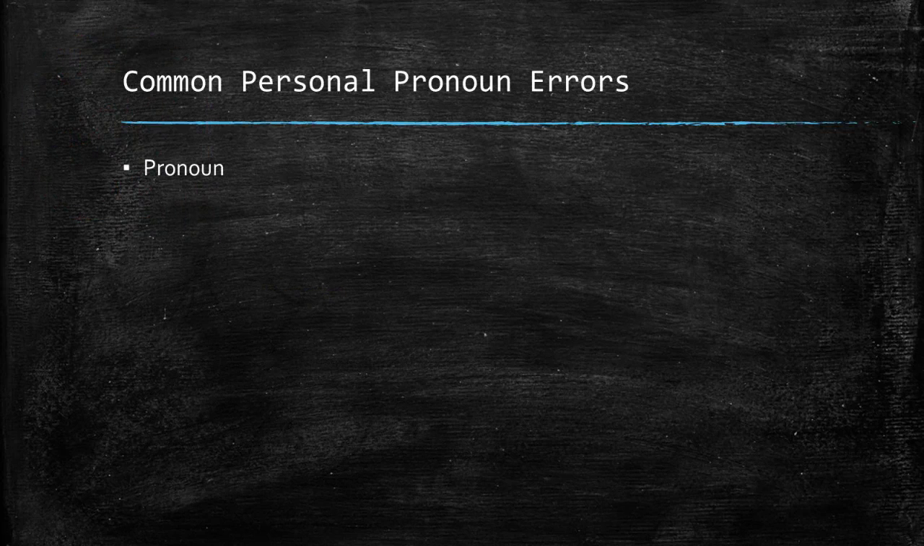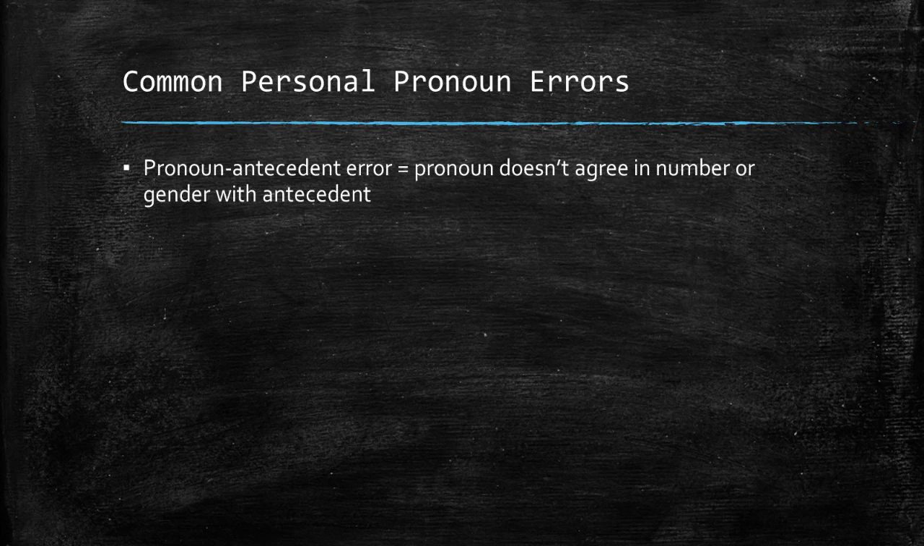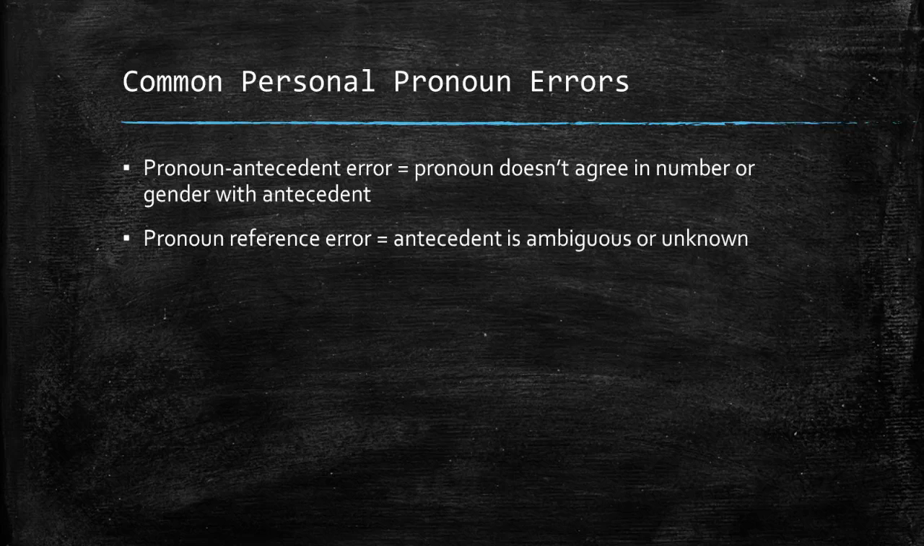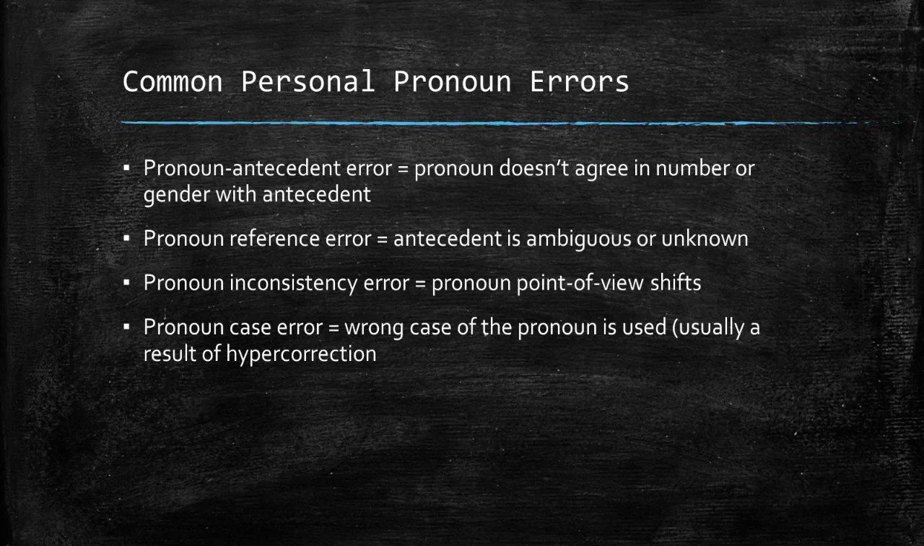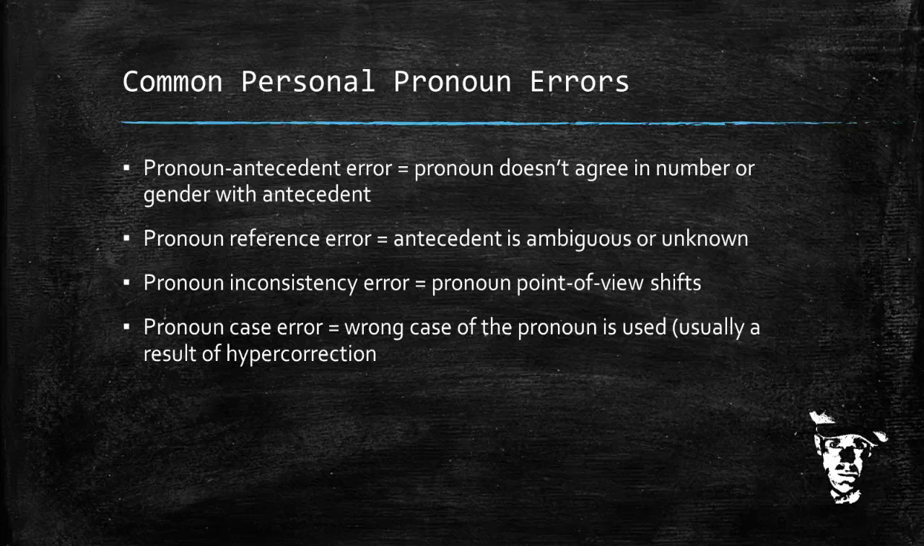So to recap, we looked at pronoun antecedent errors, where the pronoun doesn't agree in number or gender with the antecedent. We looked at pronoun reference errors, where the antecedent is ambiguous or unknown. We also looked at pronoun inconsistency errors, where the personal pronoun point of view shifts. And we looked at pronoun case errors, where the wrong case of the pronoun is used, usually a result of hypercorrection. Go ahead and take a look at the exercise I have for you. Remember, these exercises are really helpful for working towards that SAT, ACT test mastery.